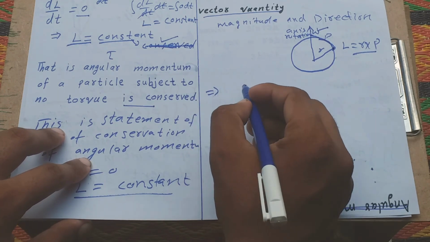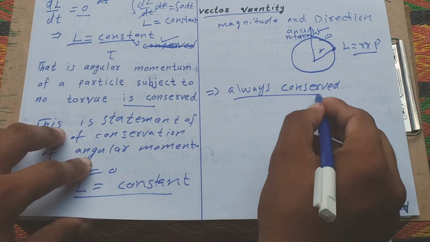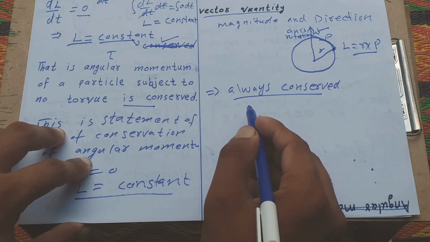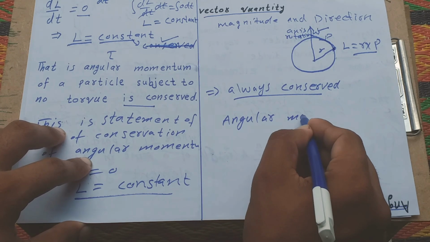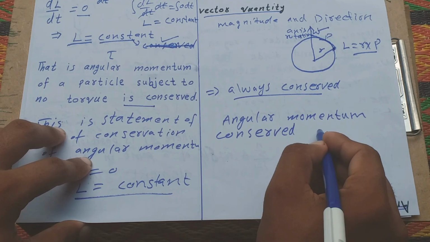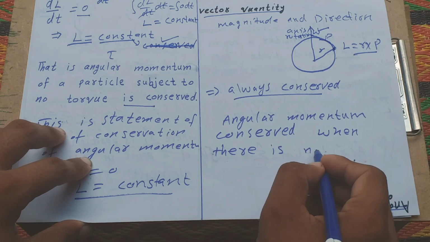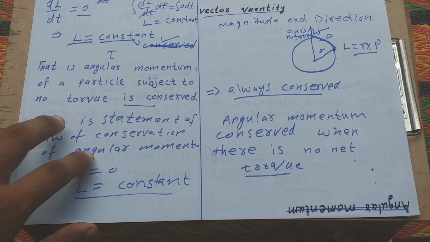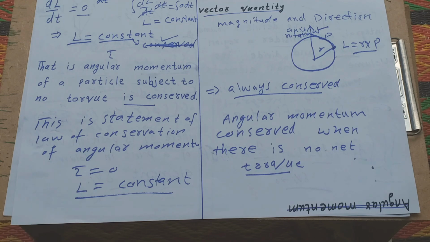Another question: is angular momentum always conserved? Yes, angular momentum is conserved when there is no net torque. If no net torque exists, then angular momentum is always conserved. Okay, understand?